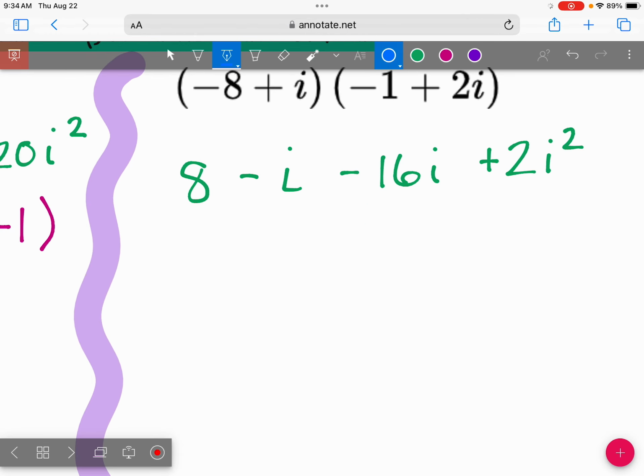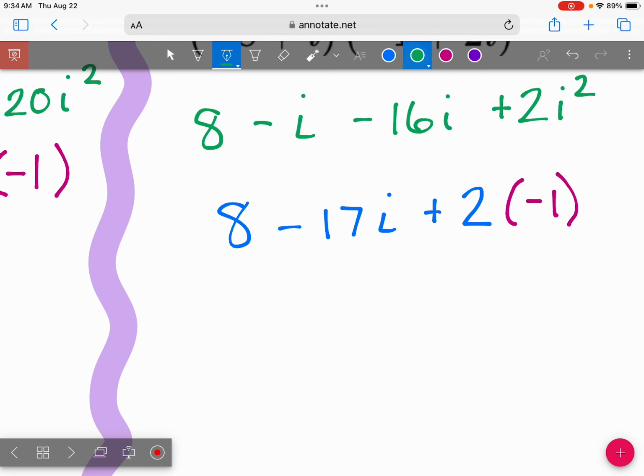All right, combine our like terms. I've got 8 minus 17i plus 2i squared. i squared means negative 1, but that means the whole term is minus 2. I'm going to write it in 2 pieces. You have a tendency to jump a step with me, and that is absolutely okay. That is the step process your brain goes. That's the process you write down.